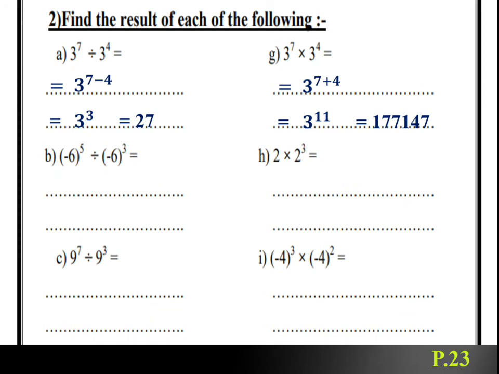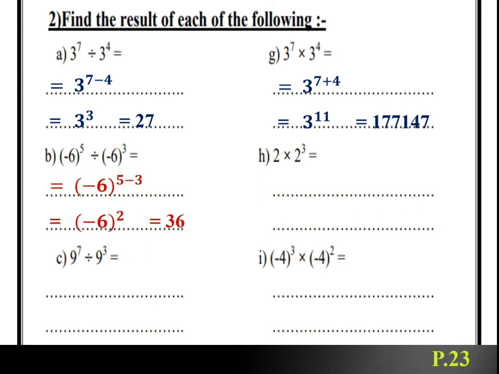Okay, what about letter B? Here in letter B we have same bases and the division sign between them. So we have to put just one base, which is negative 6 between brackets, and we can subtract the powers. So the powers will be 5 minus 3, which equals 2. So the next step will be negative 6 between brackets power 2. Use your calculator to find this one and put negative 6 between brackets to the second power. The answer will be 36.